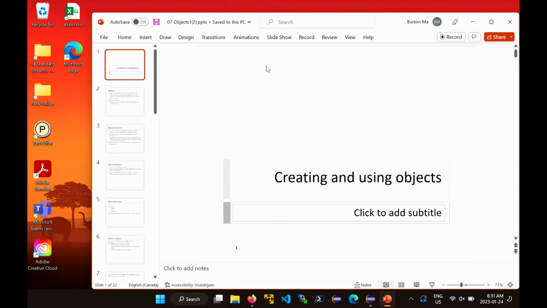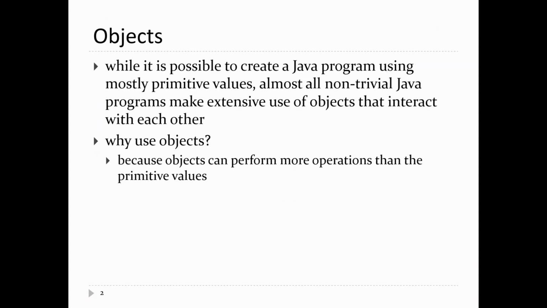All right. Today's lecture is about creating and using objects. It is possible to write a Java program using only primitive values. Technically, it's possible to write a very, very complicated program using only ints, booleans, and doubles, or whatever floats. But it's possible, and it's unpleasant.